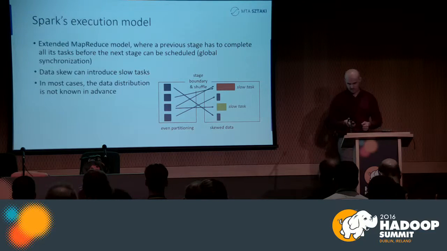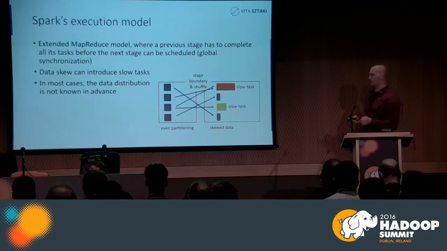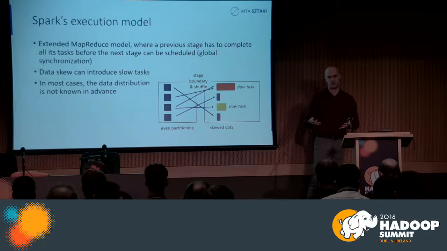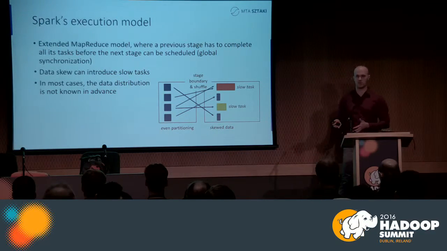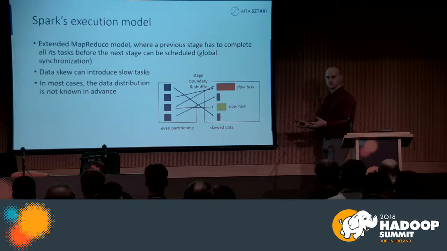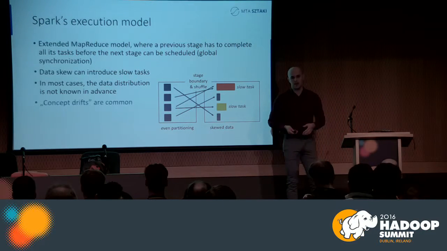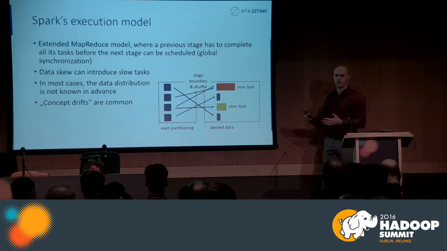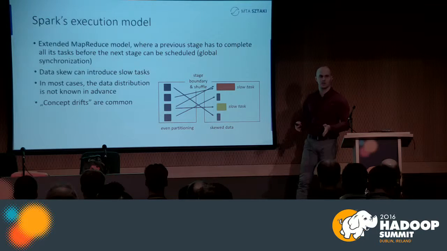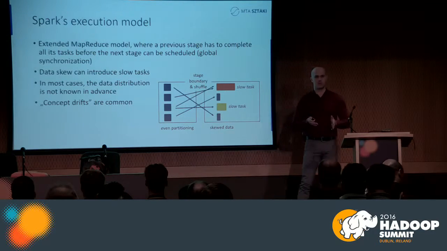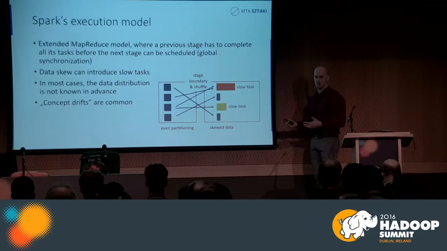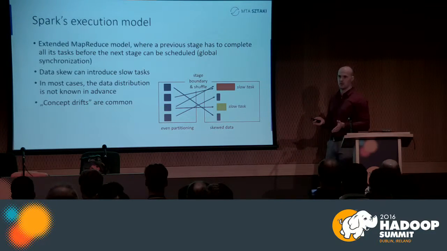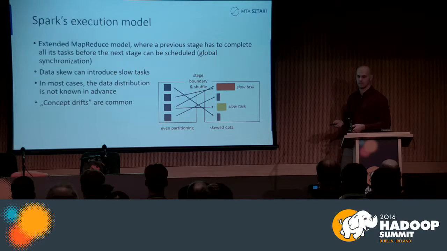The other problem is that in most cases, the data distribution is not known in advance. The data distribution can change, of course. We have batch and streaming workloads as well. We have streaming use cases as well. And in these cases, usually concept drifts are very common, right? Data can change. At some time, a Bieber is a very prominent key, but at some other time, Madonna is the star. So we need to deal with the concept drifts.